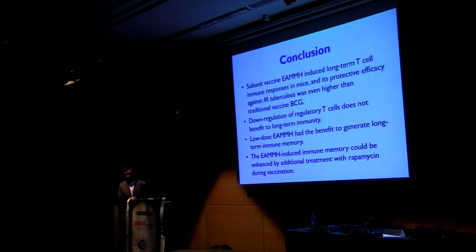Conclusion: the subunit vaccine EAMMH induced long-term TCM T cell immune response in mice, and its protective efficacy against MTB was even higher than the traditional vaccine BCG. Regulation of regulatory T cells does not benefit long-term immune responses. Low-dose EAMMH has benefit to generate long-term immune memory. The EAMMH-induced immune memory could be enhanced by additional treatment with rapamycin.